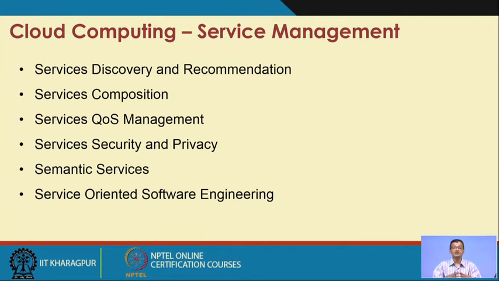There are also semantic services. Whenever different domains have different types of semantics, for example in weather prediction, there is underlying semantics. How to incorporate that semantics and come up with semantic services. And service oriented software engineering aspects, where how to put it on the cloud. These are some of the other aspects which are becoming popular.